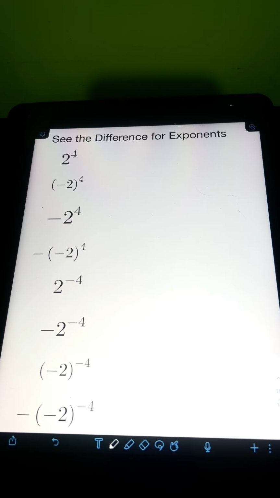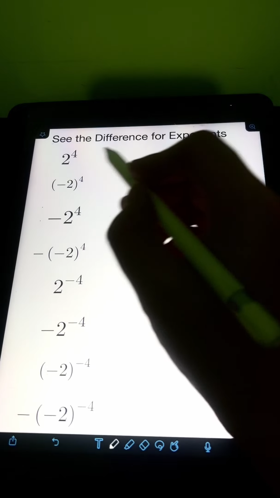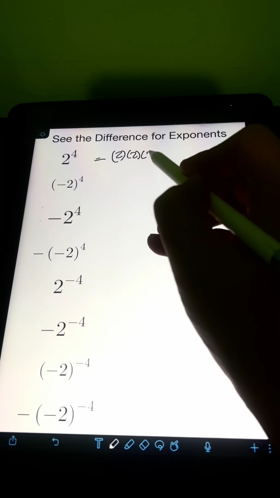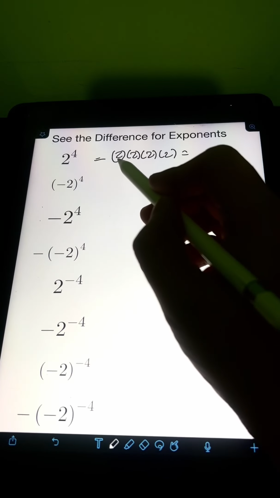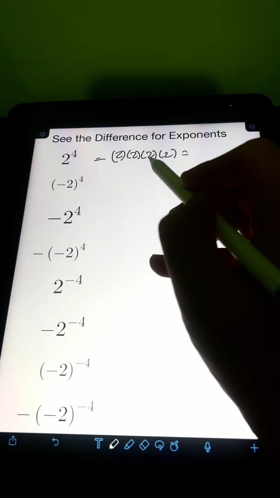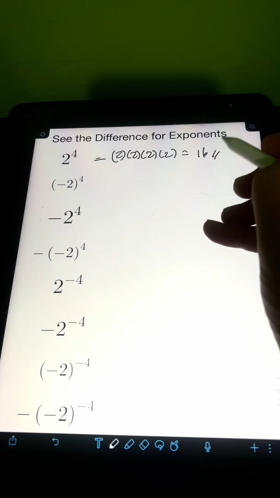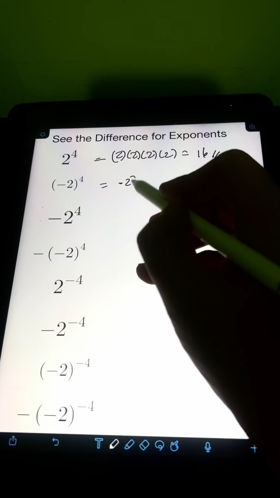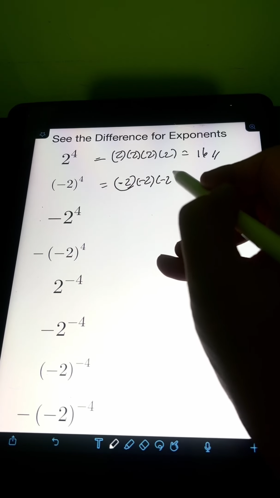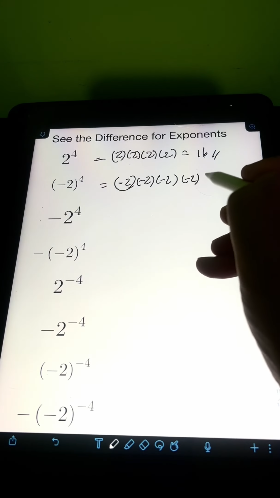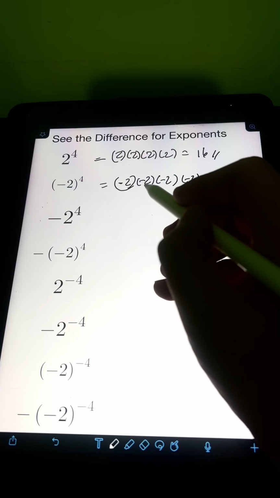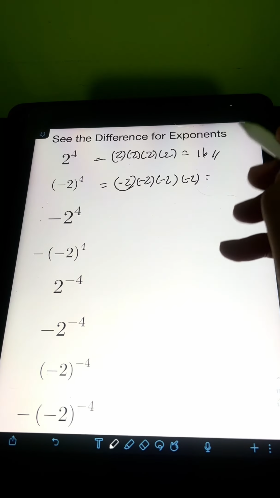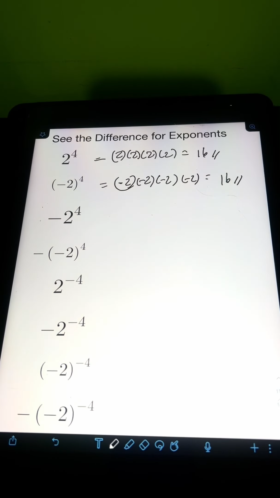Okay, let's try this next set of exponential expressions. 2 to the fourth means 4 factors of 2. So 2 times 2 times 2 times 2. 2 times 2, it's 4. Times 2, it's 8. Times 2, 16. Negative 2 to the fourth. The base is negative 2. So 4 factors of negative 2: negative 2 times negative 2 times negative 2 times negative 2. Negative 2 times negative 2, that's 4. Times negative 2, negative 8. Negative 8 times negative 2, positive 16.